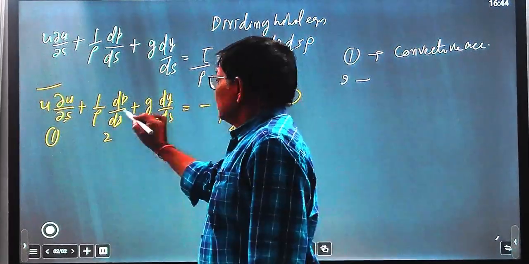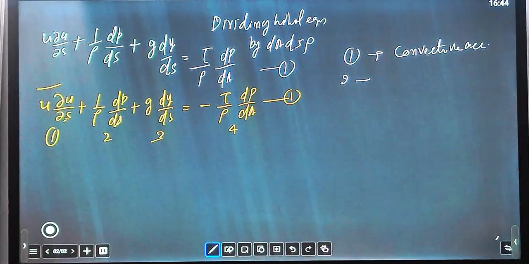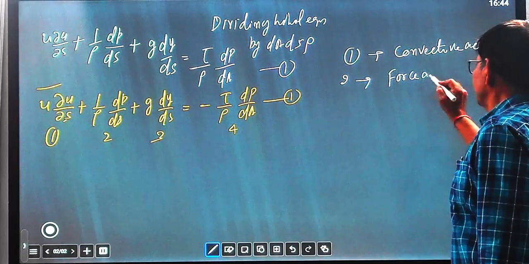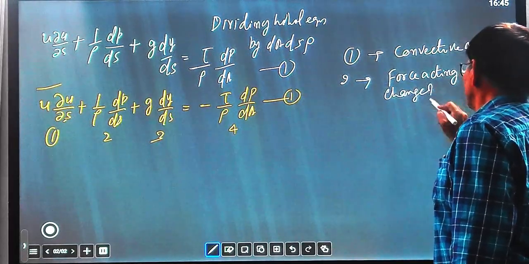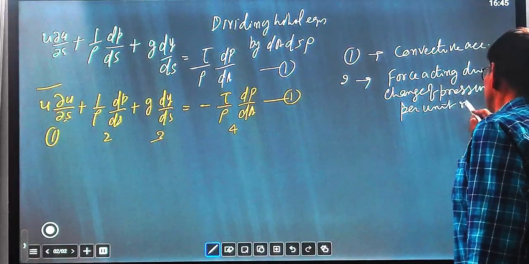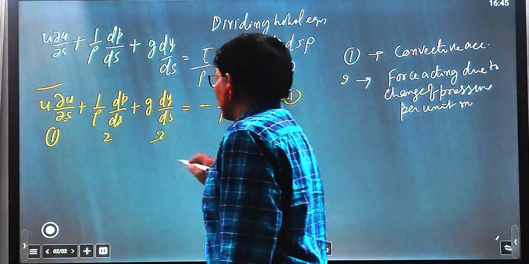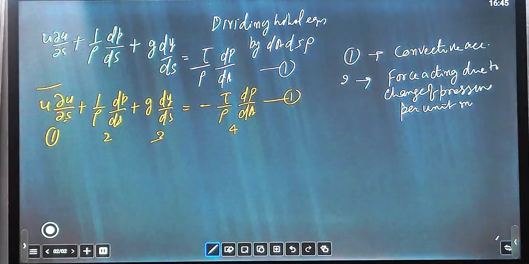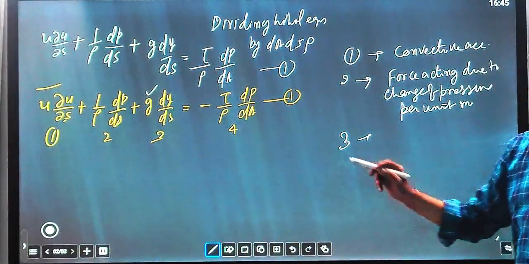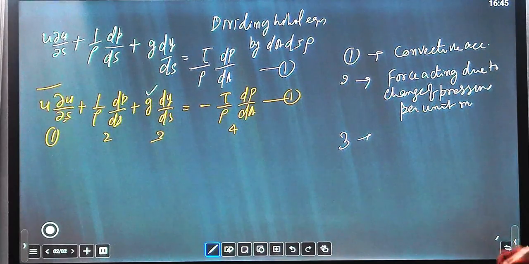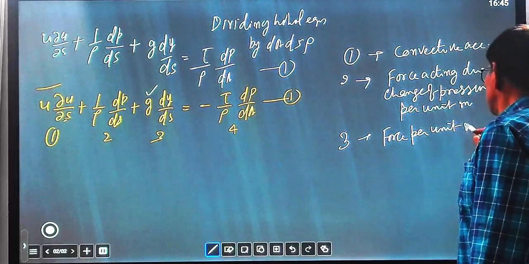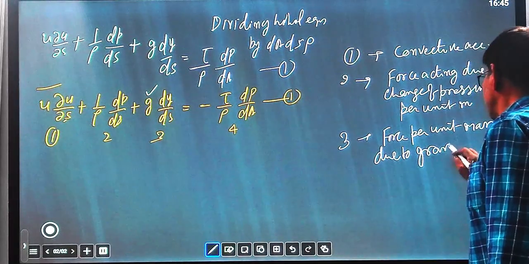And term second, change of pressure with respect to space. It is the force acting due to change of pressure per unit mass. Term third is the force acting per unit mass due to gravitational pull, due to gravitational acceleration. Force per unit mass due to gravity.